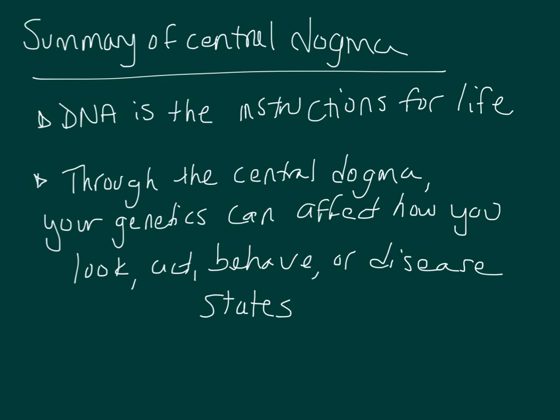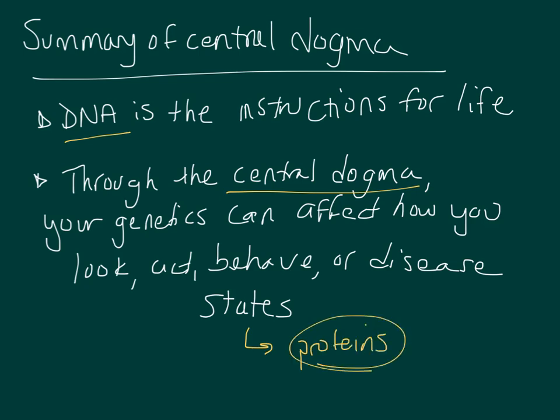So to wrap up on our last slide, just wanted to make sure you got the summary of what's happening. We know that DNA is the instructions of life. It's important to know its structure and how it acts as the instructions for life, and how a change in the DNA in the beginning can later affect things later. We also want to recall what the central dogma is, and how your genetics can affect how you look and behave or disease states, and that's because of the proteins. So keeping that in mind, proteins are kind of the center of all this because they affect your phenotype and what you'll look like and be.